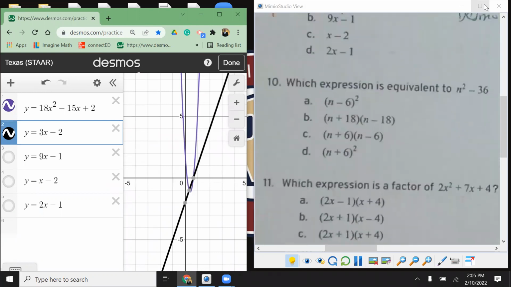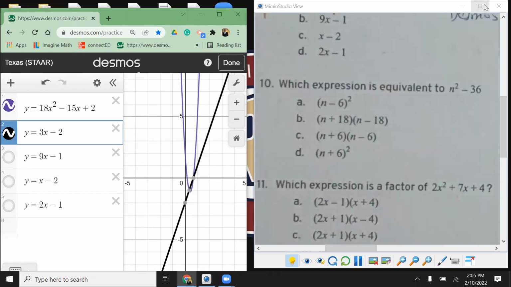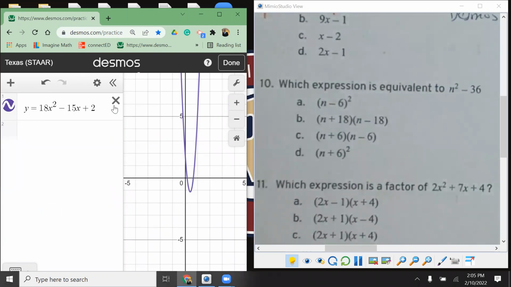Okay, we're going to go to the next one. Now, these are definitely a Desmos type answer. We only have a few of these, so it's not too bad. So what we're going to do is put these in Desmos. All right, so I'm going to go in here and plug this in. This is my first equation.